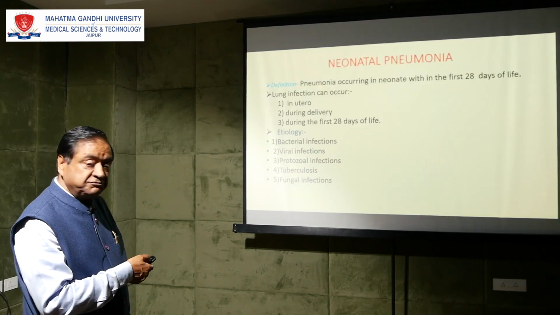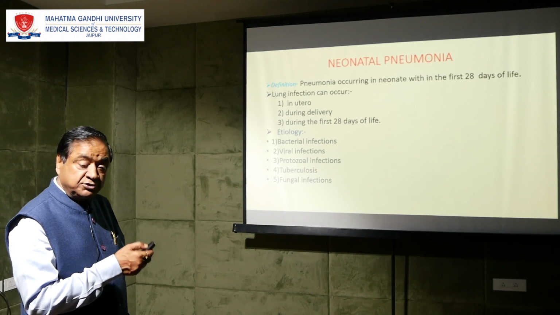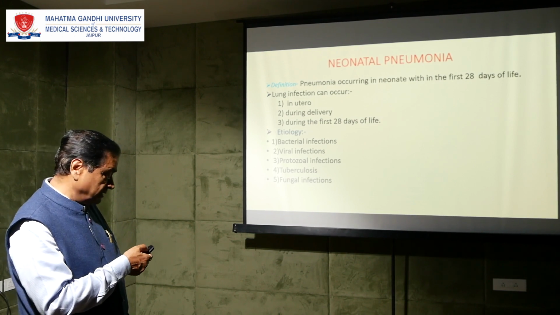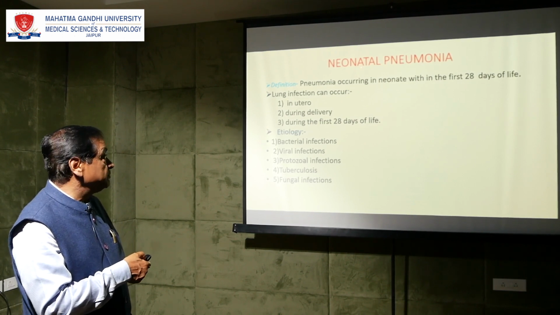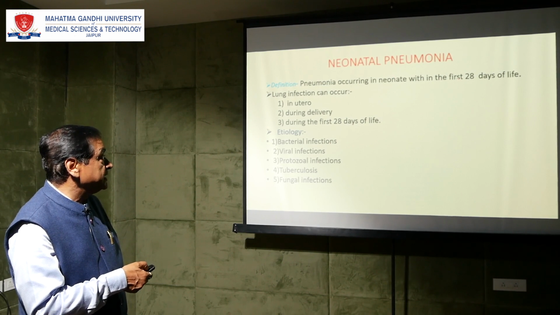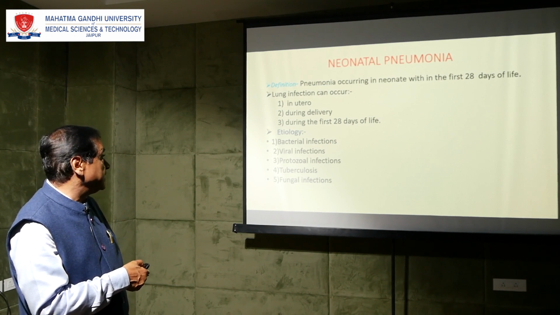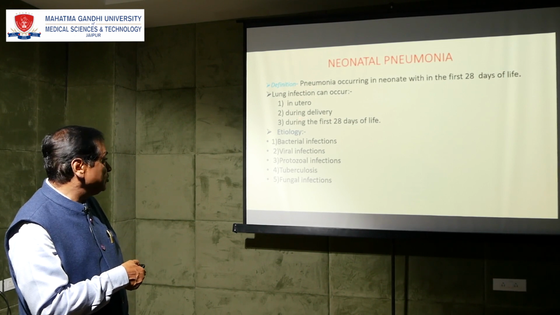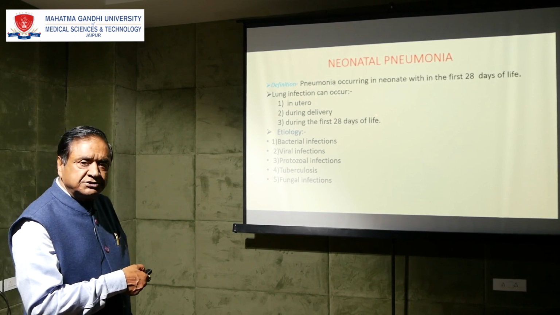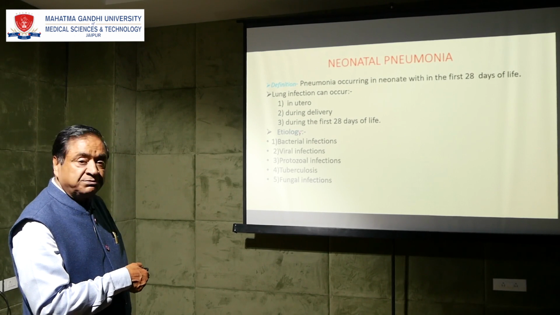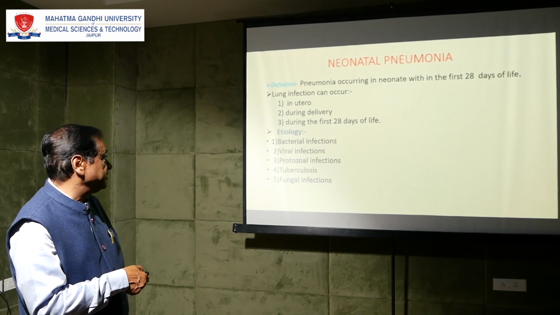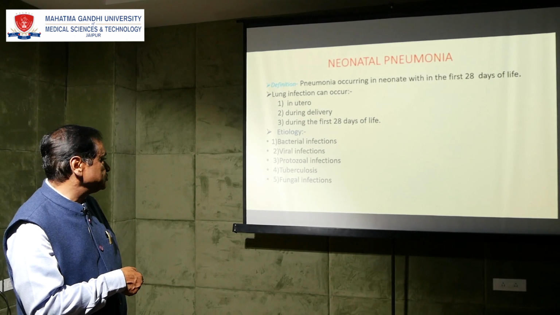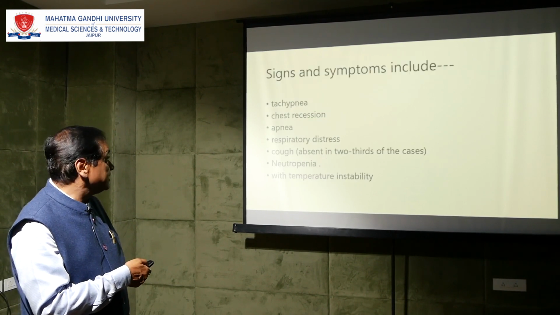Another, fourth condition, which is very commonly seen and also seen in adults, is pneumonia. But here it is neonatal pneumonia, and that occurs within the first 28 days of life. It is seen because of infection occurring in utero, during the delivery, and during the first 28 days of life. The most common etiology is bacterial infection. It can be viral, protozoal, tubercular, or fungal infection.